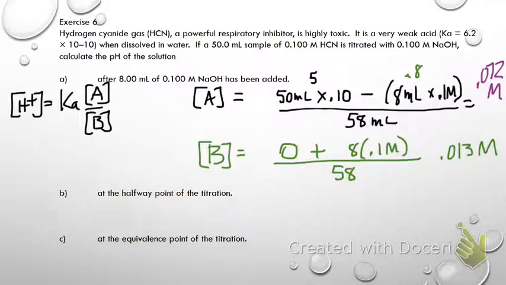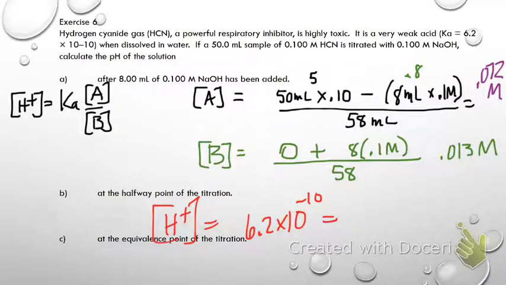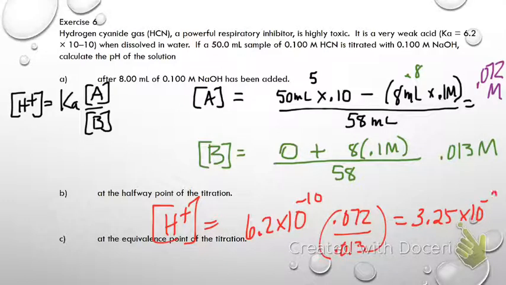My Ka value was 6.2 times 10 to the negative 10. H concentration is equal to Ka times 0.072 over 0.013. When I do that math, I get 3.25 times 10 to the negative 9.